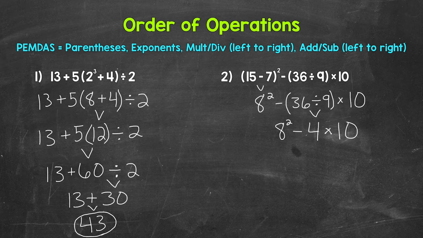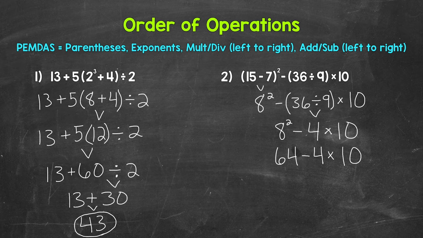Any parentheses? No. Any exponents? Yes. So that's what we need to do next. We have 8 squared, which means 8 times 8. 8 times 8 is 64. Now we can bring down everything we did not use. So minus 4 times 10. Now we have 64 minus 4 times 10.